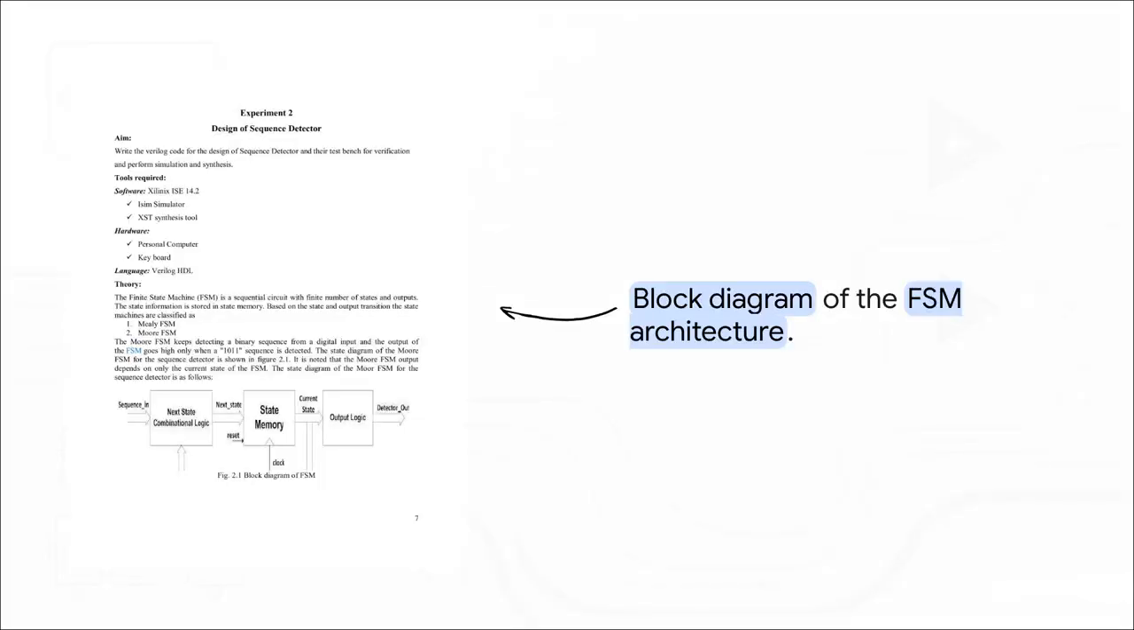You can really see how information flows here. Your sequence in feeds right into the next state combinational logic that calculates where we actually go next. Then that feeds into our state memory, which is triggered by a clock and a reset to hold our current state. And finally, that current state feeds directly into the output logic to give us our detector out. The input does not skip over directly to the output. It's a beautifully structured flow.